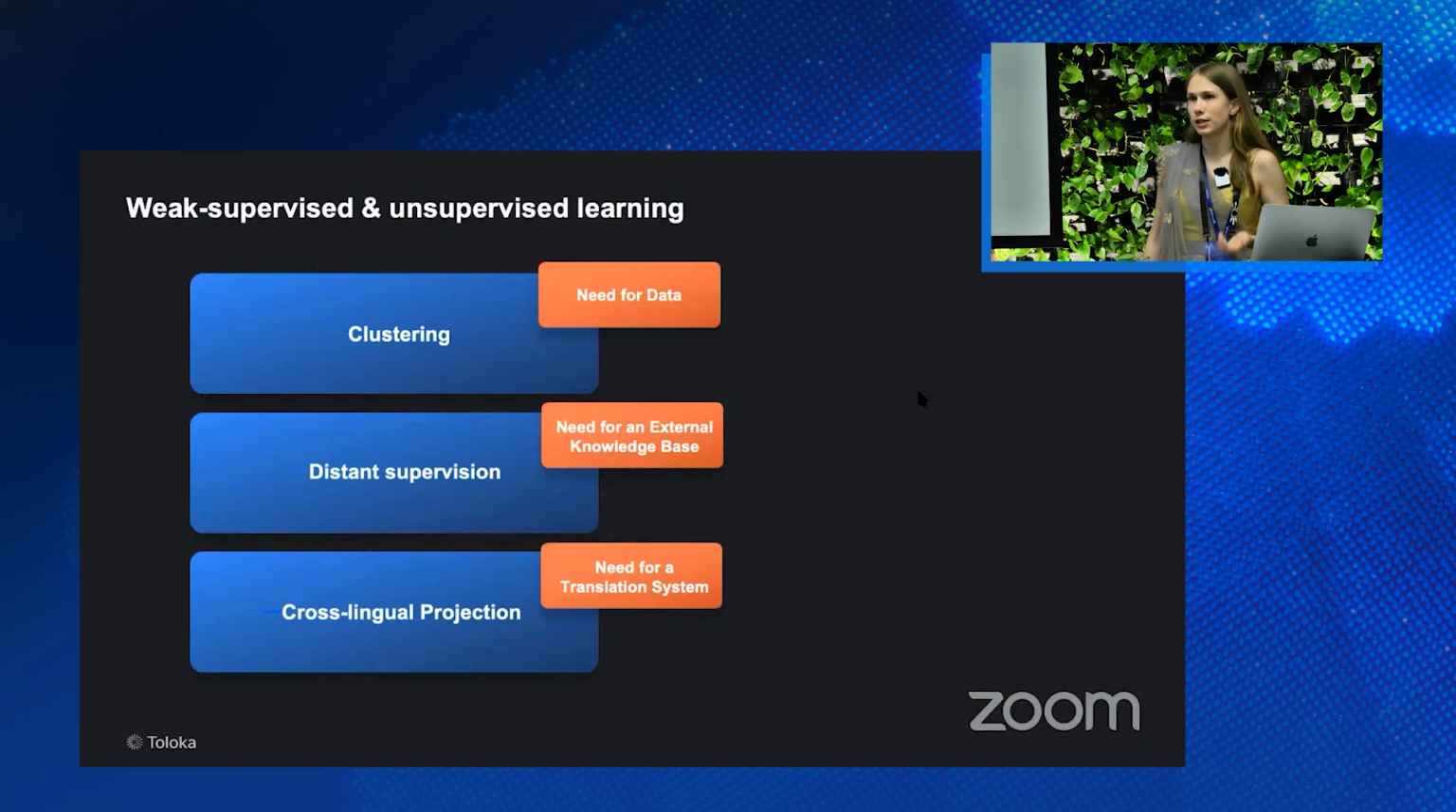And the next one is cross-lingual projection. It's when you take your task in the low resource language, translate it to a high resource one, solve the task there, translate it back, boom, you have a solution. Here also there is a problem: you might need to have a translation system for that.